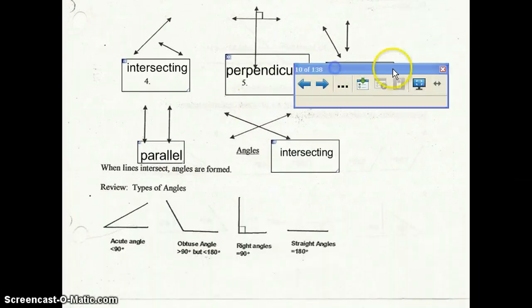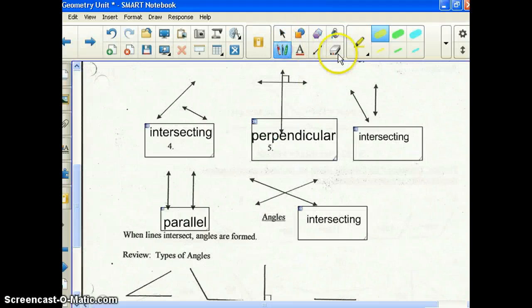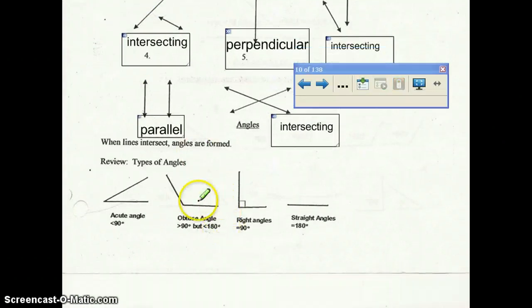We're also going to review 4 types of angles that you probably talked about last year in 7th grade. So down here at the bottom we have acute angles, which are angles that are less than 90 degrees. Obtuse angles, angles that are greater than 90 degrees but less than 180 degrees. Right angles, which are exactly equal to 90 degrees. And straight angles, which equal 180 degrees.